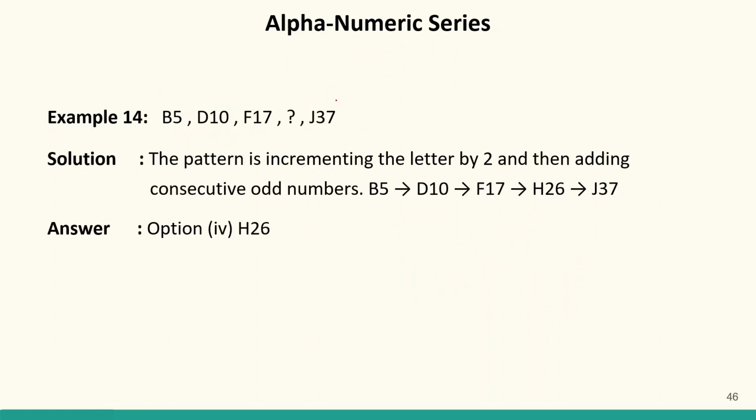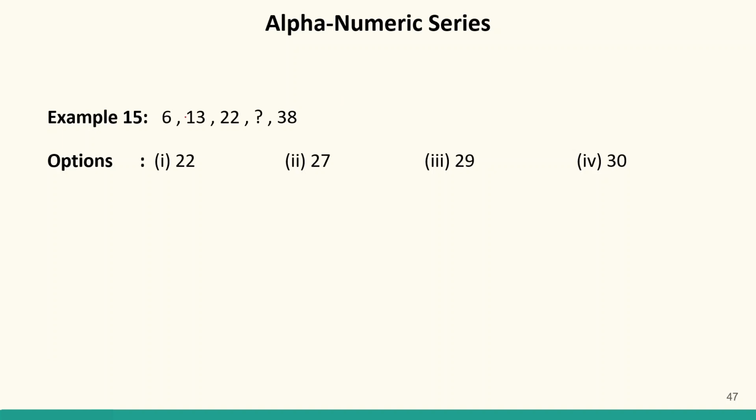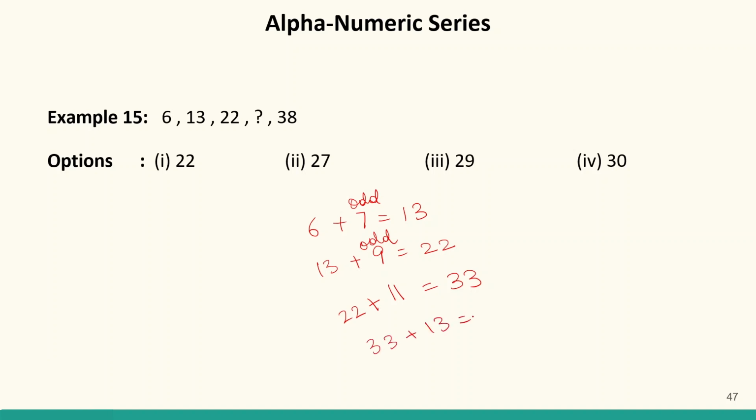This is the solution. Now similarly, let's check. 6 plus 7 will give us 13. 13 plus 9 will give us 22. Again, I can see that they are the next odd numbers. So the next odd number after 9 will be 11. So 22 plus 11 will give us 33. So if we add the next odd number, we'll get 46.